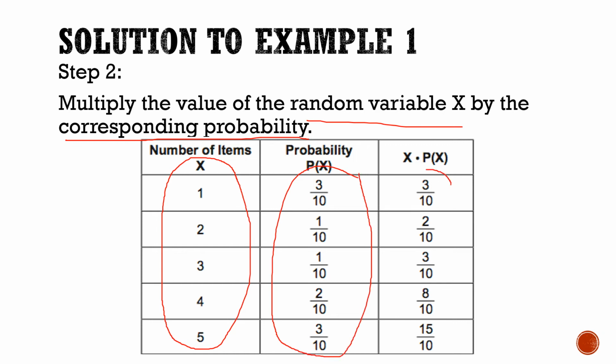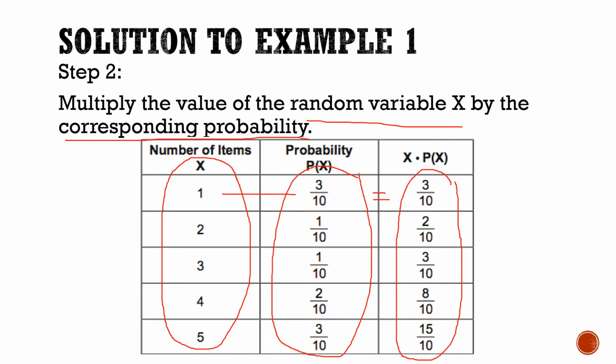So in your third column, same process as with your illustrative example. We just simply multiply the values under your first column by their corresponding probabilities in your second column. So whatever the product between the values under your first column and your second column will be equal to the values under your third column. So let's begin. 1 multiplied by 3 over 10 will be equal to 3 over 10.